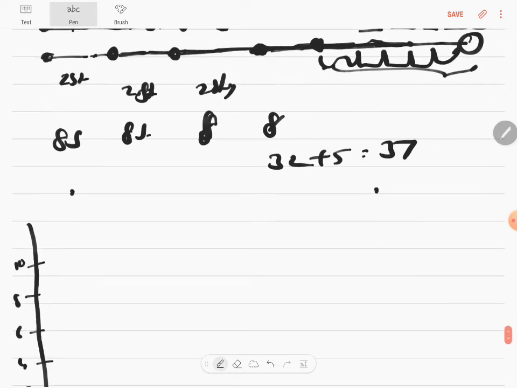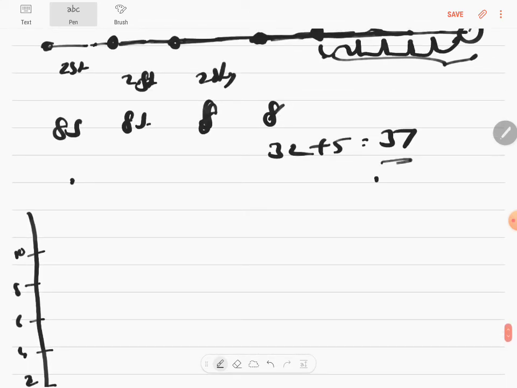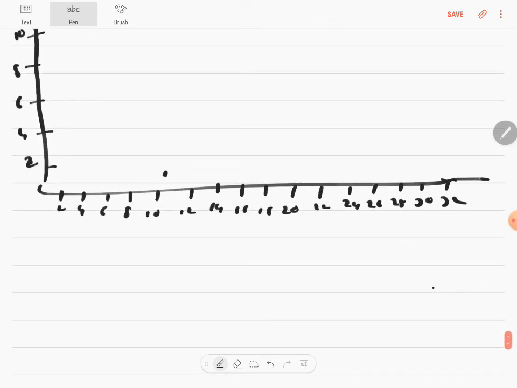Why? How do I know I should do till here? Can you see it takes totally 37 seconds. So I need to continue also 34, 36 and then 37. I don't have space, I can't rub it again, so I'm leaving it like that.